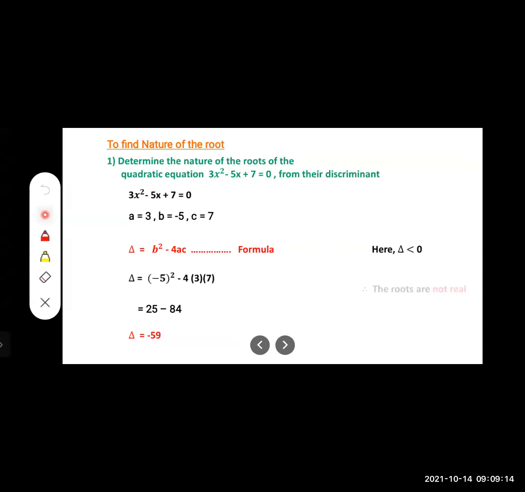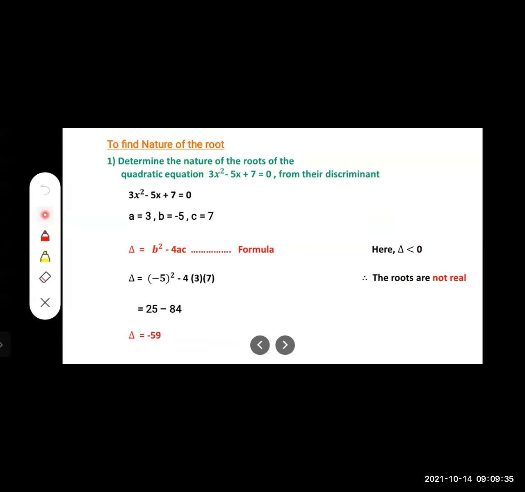The roots are not real. Okay, so what you have to write? Therefore, the roots are not real. Understood, children? So up till here, 1 mark you will get. If you write these two steps, half mark for this, half mark for this, so you will get 1 more mark here. So if they ask the nature of the root, then you will get 2 marks for this question.